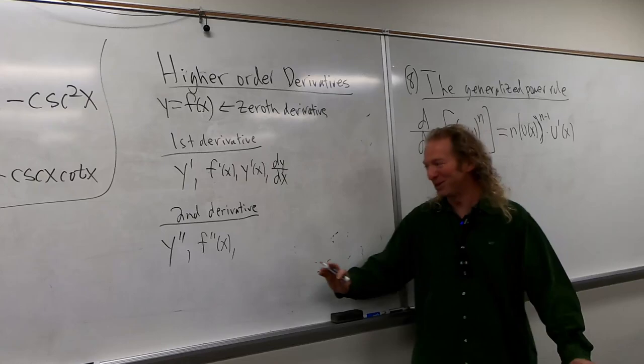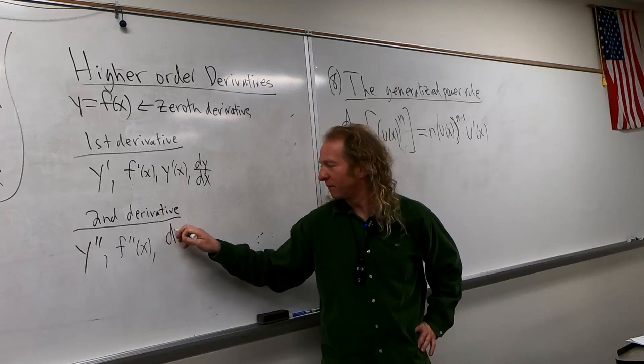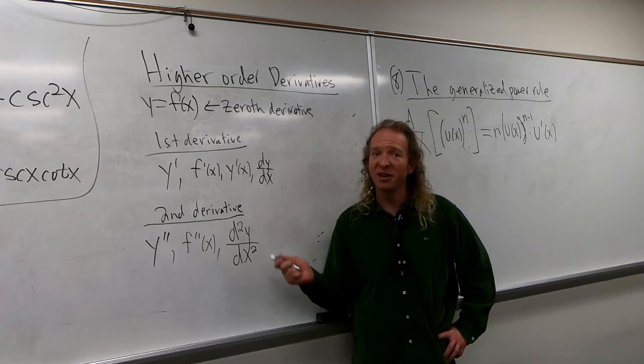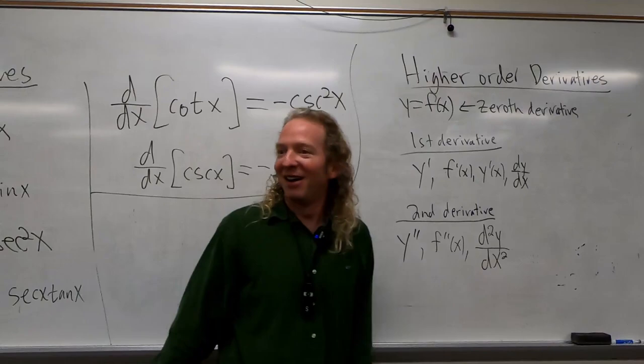So f double prime. And this dy dx, when you write the second derivative, it's really weird. It's like this. That's the shorthand notation. I know, the placement of the twos is really weird. There's a two here and there's a two here. Most people hate this notation. It's okay to hate it. I'm not a fan either. It's one of those things. I don't like the negative sign here.